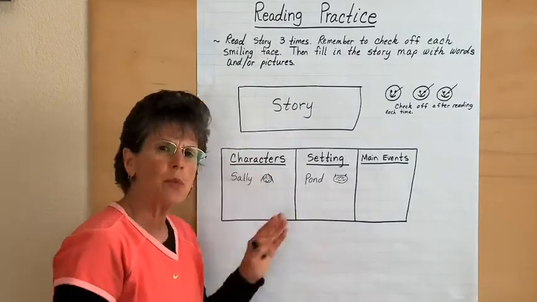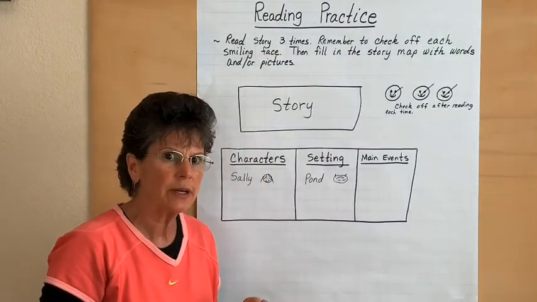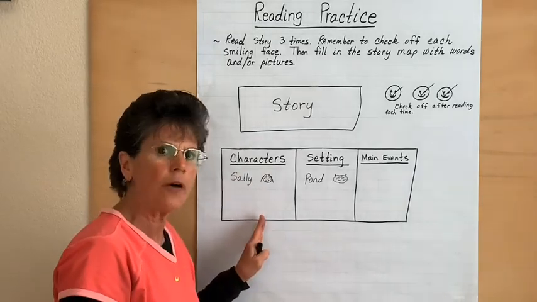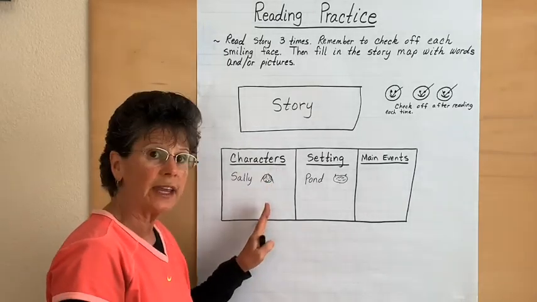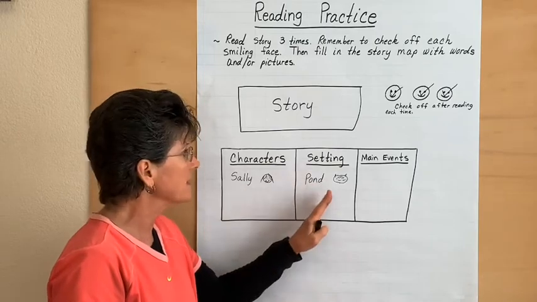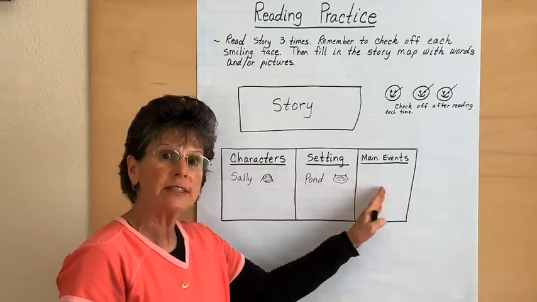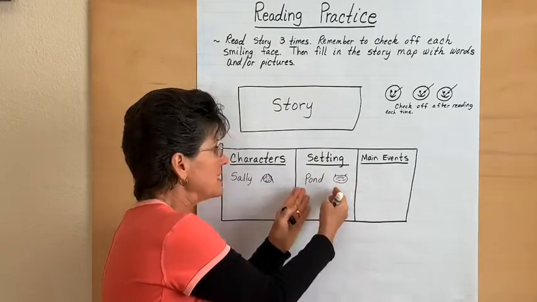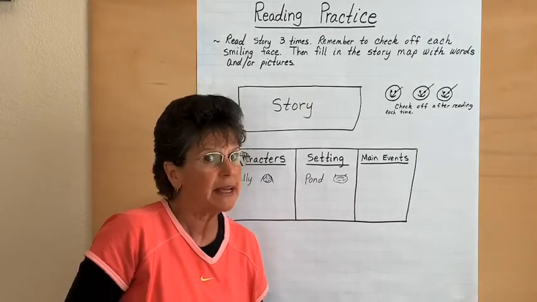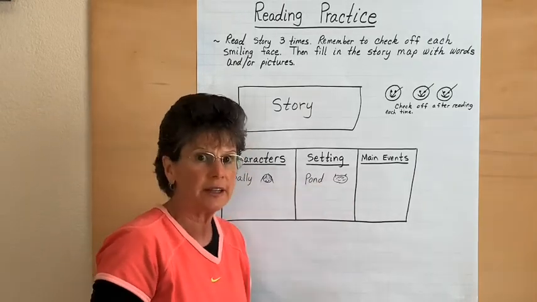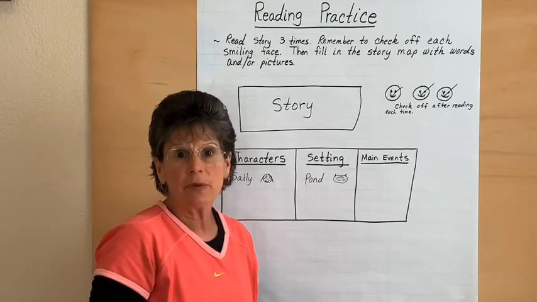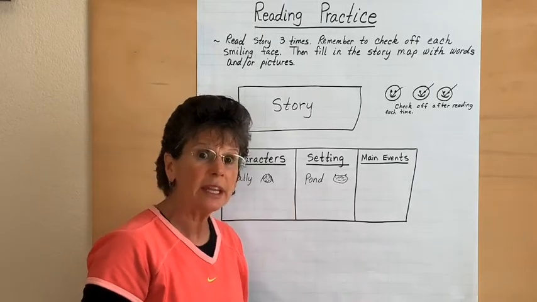Again, if there's more than one character in the story, you're going to want to list all the characters or draw the characters or both. Same thing with the setting and same thing with the main events. Maybe it's just one event. Maybe it's all taking place at the pond. Maybe that's the main event, that something special is going on at the pond. Maybe there's a couple special events going on. So read carefully.